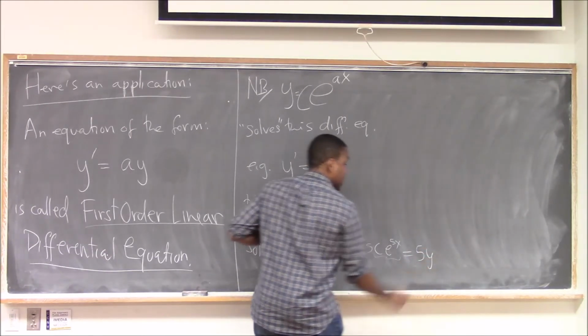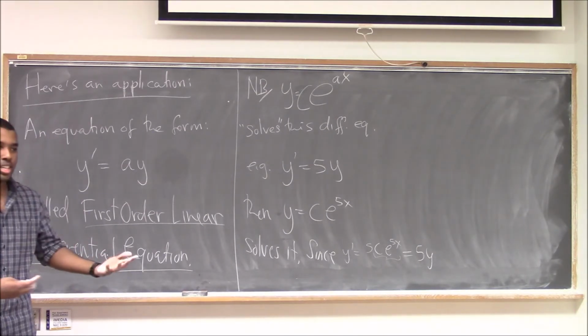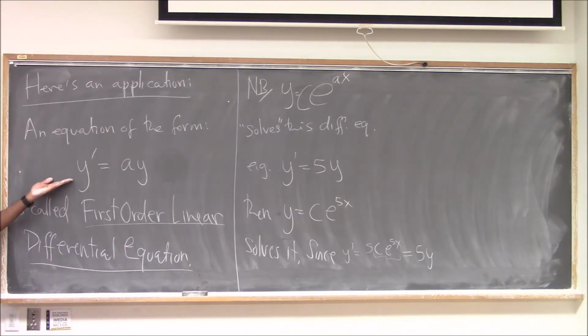So that's just 5 times your y, right? So this is called a differential equation. You don't really have to know what it is if you're not in differential equations. It's just an equation that has a derivative in it. That's a fancy way to say, here's an equation that involves the derivatives of a function and the function itself, right? Equations in this form, we call them first-order linear differential equations.